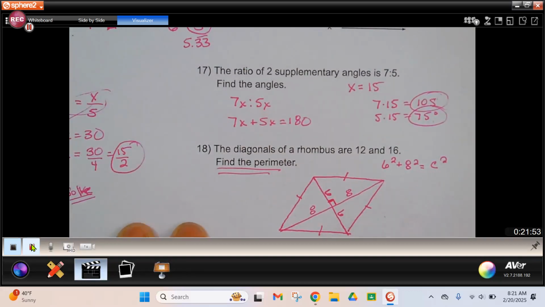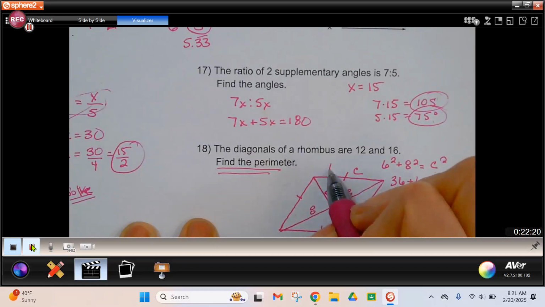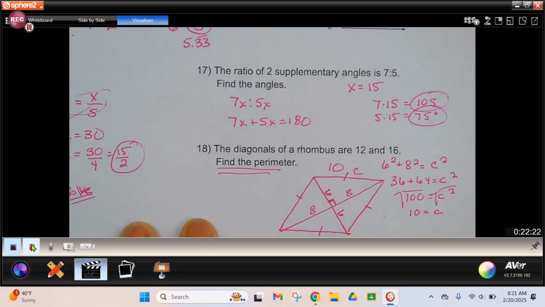Okay, so we've written the Pythagorean theorem here using this side. This is a leg. This is a leg. They both form this 90-degree angle. Okay, so these are legs. So we're solving for the hypotenuse. So that comes over here. So we have 36 plus 64 equals c squared. That's 100 equals c squared. To get the c by itself, take the square root of both sides. We get 10 equals c. So the length of this side is 10.